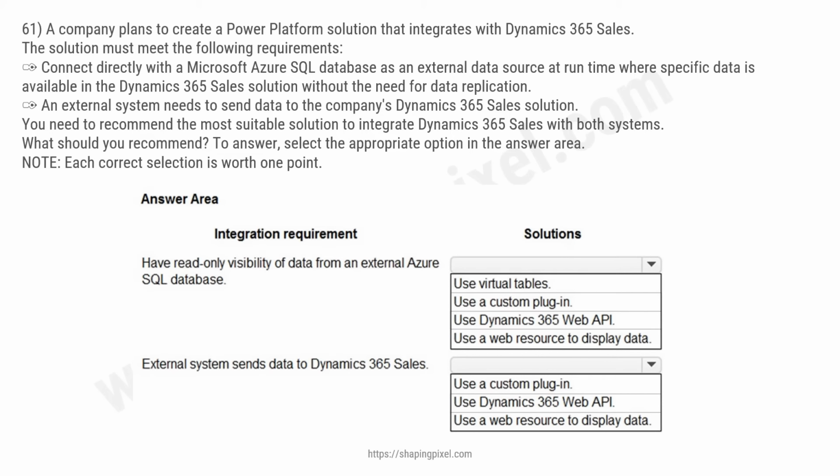So question number 61. A company plans to create a Power Platform solution that integrates with Dynamics 365 Sales. The solution must meet the following requirements. Connect directly with the Microsoft Azure SQL database as an external data source at runtime where specific data is available in the Dynamics 365 Sales solution without the need for data replication. An external system needs to send data to the company's Dynamics 365 Sales solution. You need to recommend the most suitable solution to integrate Dynamics 365 Sales with both systems. What should you recommend? To answer, select the appropriate option in the answer area. Each correct selection is worth 1 point.